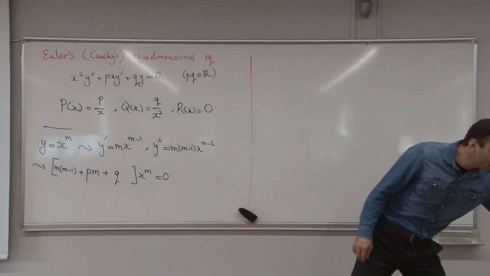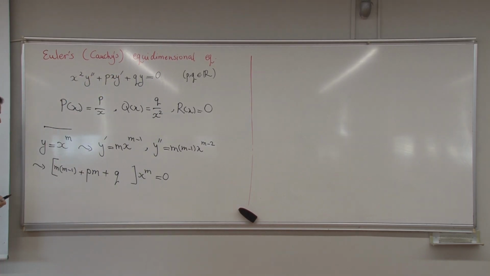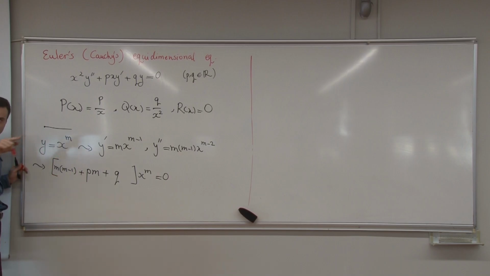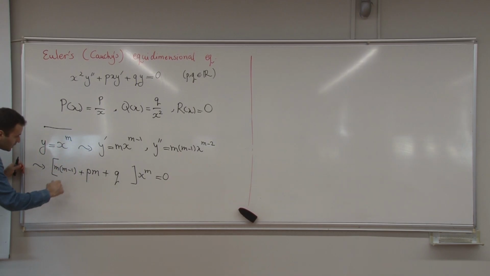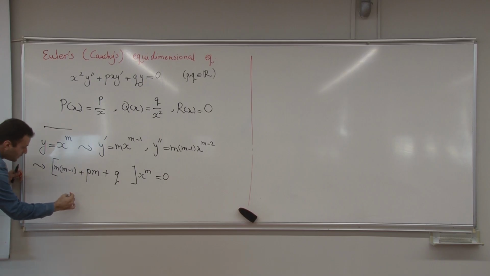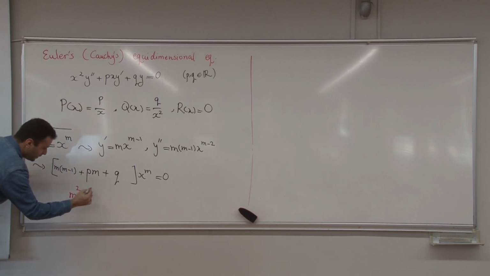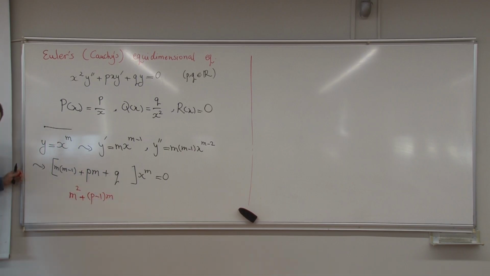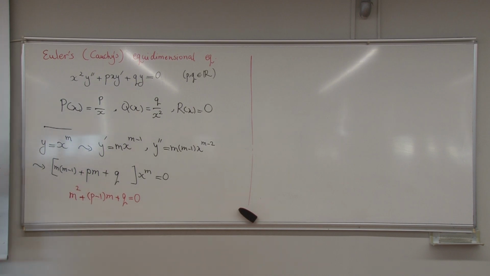So our characteristic equation for Euler or Cauchy's equidimensional equation is going to be, let's write this again in the general form of a second degree polynomial equation. What is this going to be? I have an m to the power of 2, right? Minus m plus pm. And if I take a factor of m out, this is going to be p minus 1 times m plus q equal to 0. Okay?